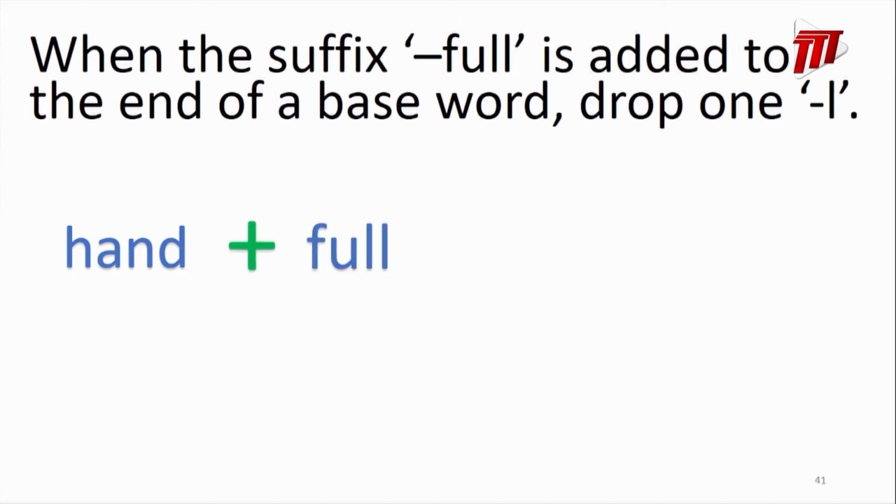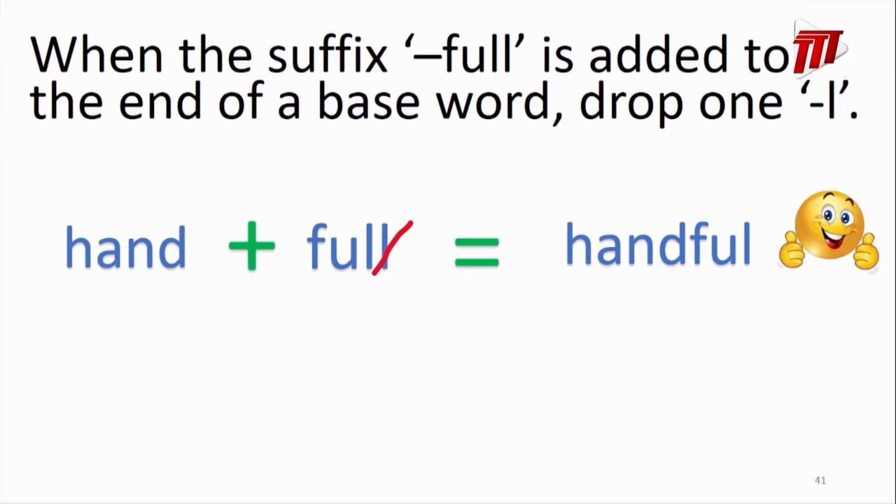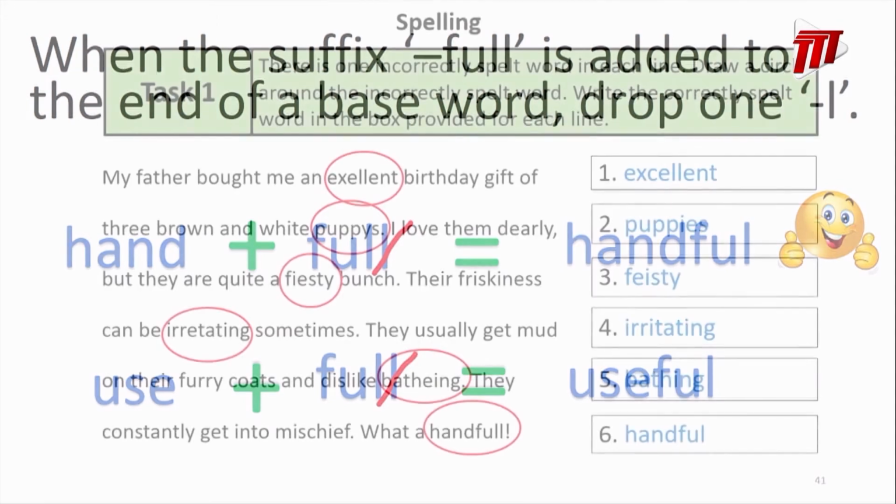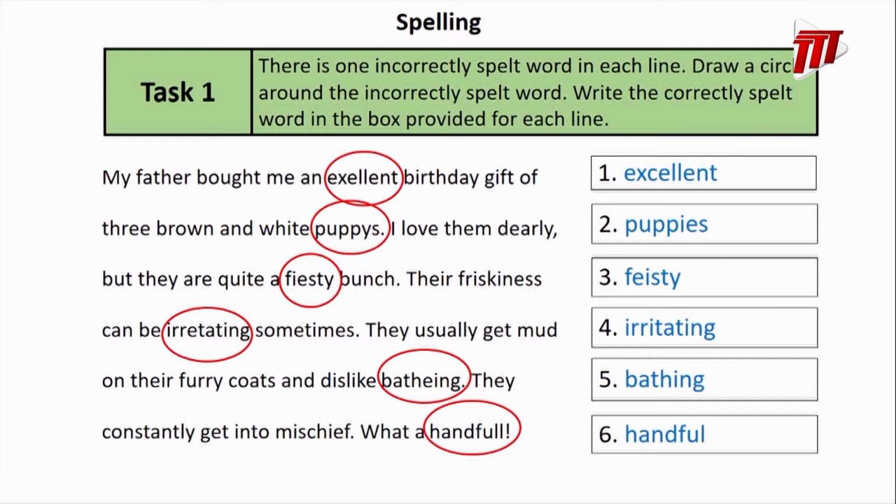So we have hand plus full becomes handful without one L, H-A-N-D-F-U-L. All right, useful, U-S-E-F-U-L, one L. When full is added to a word at the end, one L is used. So we circle the word handful. We write the correct spelling in the box provided with one L.